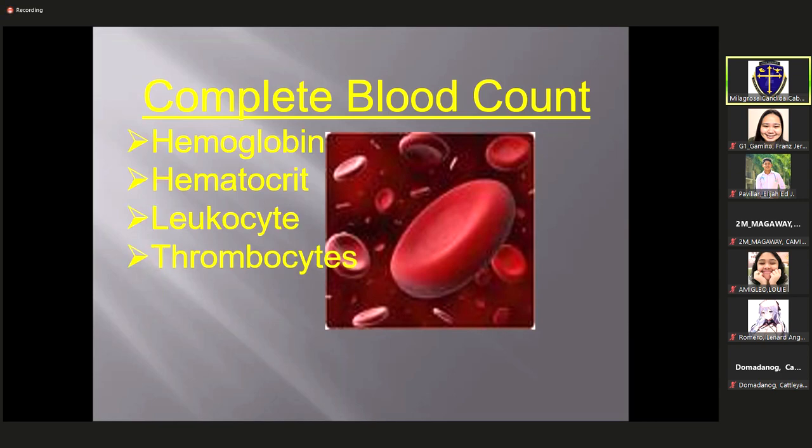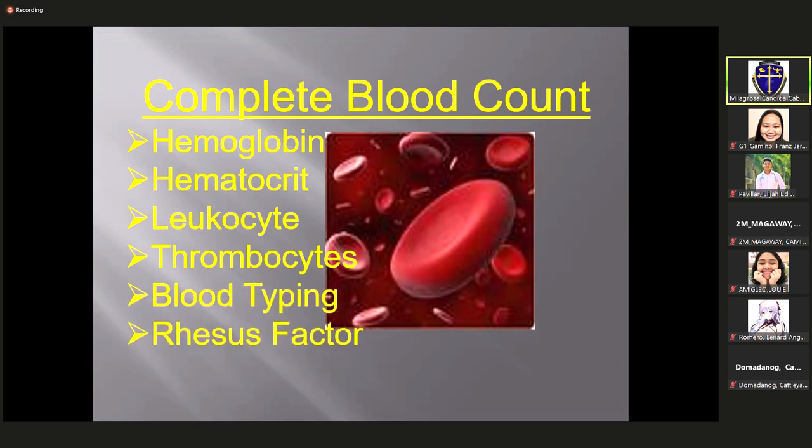Of course, we also have what you call the thrombocytes, no? Ang functions ng platelet natin. Baka naman masyadong mababa yung kanyang prothrombin time, no? Magkakaroon ng bleeding tendency si mother. Alright? And of course, the blood typing, and of course, important also is the rhesus factor.